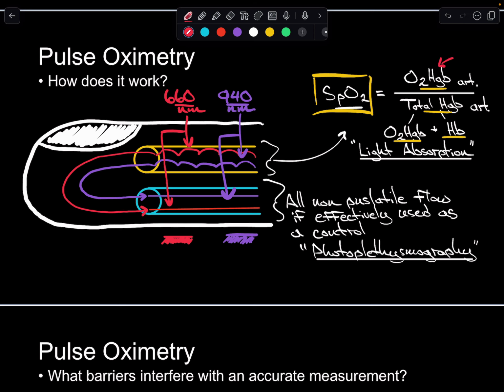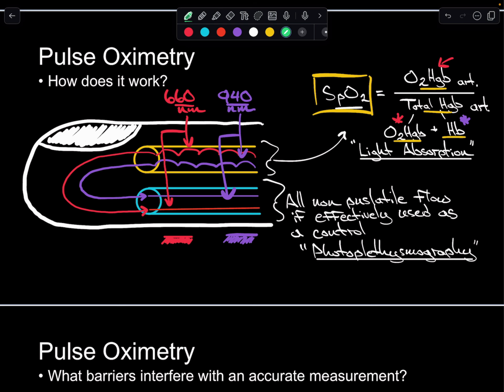So this is going to be your hemoglobin that absorbs the red light. Same with this. And then your unbound hemoglobin is going to be the hemoglobin that absorbs the light that I've drawn in purple.